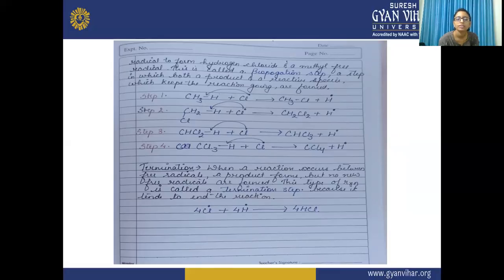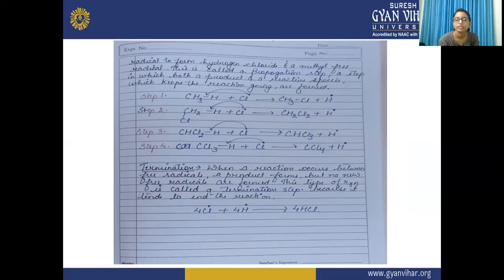In step 3, CH2Cl2, again the Cl will react with this, will do the fission in this reaction, and thus an H free radical will be removed, abstracted out, and here the formation of chloroform occurs. Now in the next step 4, there is a trichloro. Yes, chloroform. In chloroform, one hydrogen is present.